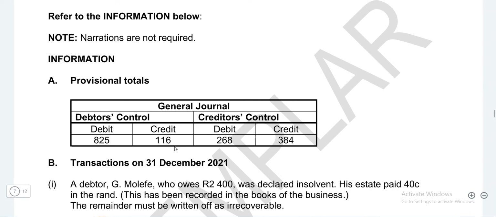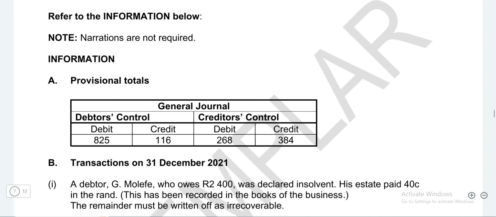the provisional totals of the control accounts that we have. Remember, some of the transactions that we are recording in the general journal may have an impact on either the debtors control or creditors control, or both of them. So that's why they also give us the total of those control accounts, both on the debit and on the credit side. And remember, some transactions will have an impact on the debtors control or the creditors control, or both. But if they don't have any impact on them, we are not going to record them.